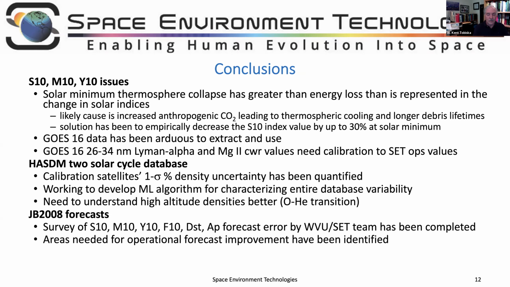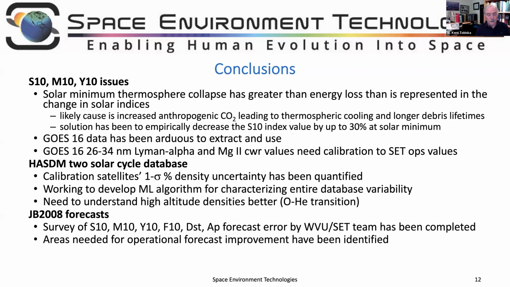GOES-16 data, we're still in the process of using that, learning to use it. The Lyman alpha and magnesium 2 quarter ring values still need to be calibrated to SET ops values. We have released a 2 solar cycle HASDM database in the last 6 months. A number of groups, probably 24 groups around the world, are using that now.